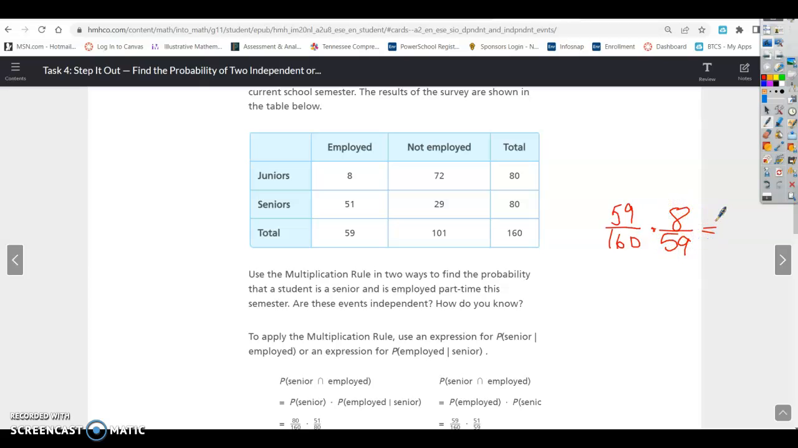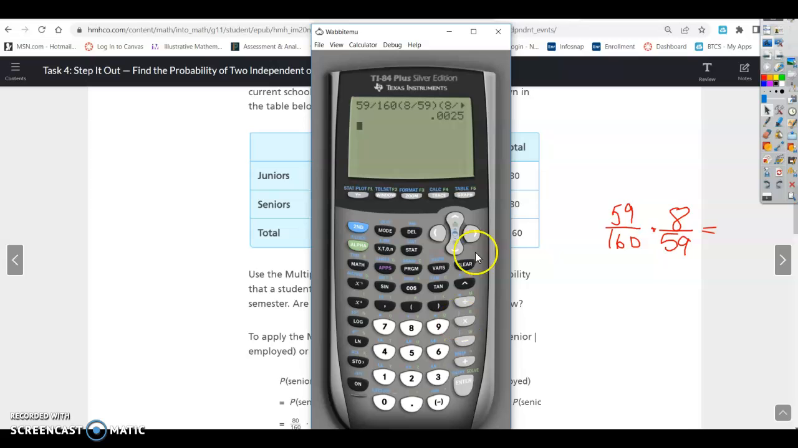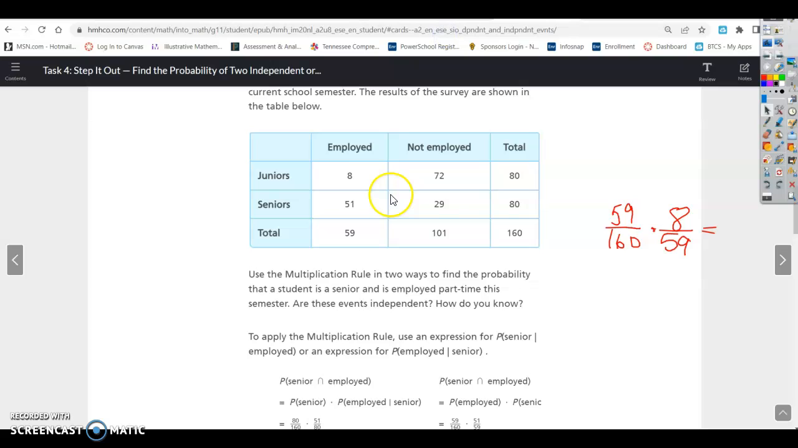All right, so we can figure out what that is by using our calculator here. So let's see what that says. So we're going to have 59 divided by 160 times 8 divided by 59, and that's going to be 0.05. So that is 5%.